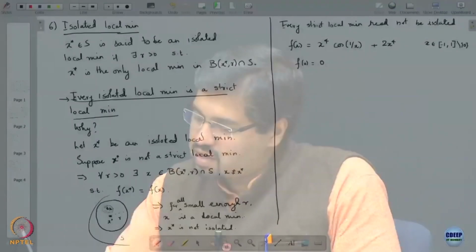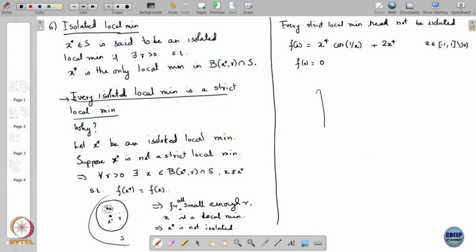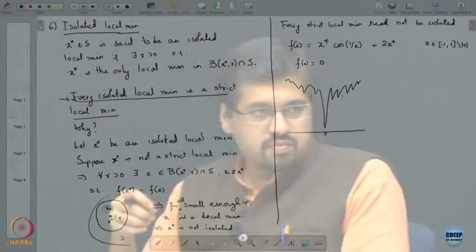So, it goes like this at 0, but then something like this. So, there are many oscillations all happening at higher and higher frequency as you go here. So, this is at 0, and then in every neighborhood I have zoomed into this, but no matter how much you zoom in, you will keep finding another local minimum. Okay. So, there will be this local minimum, this local minimum, this local minimum, etc.